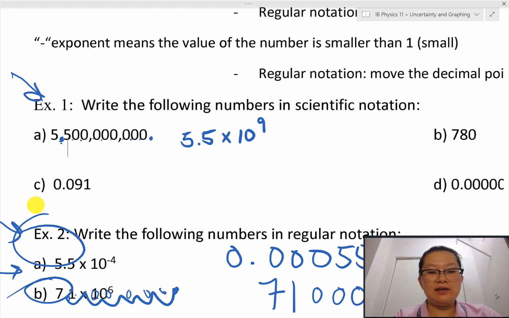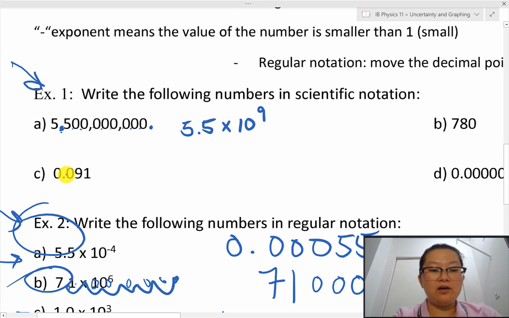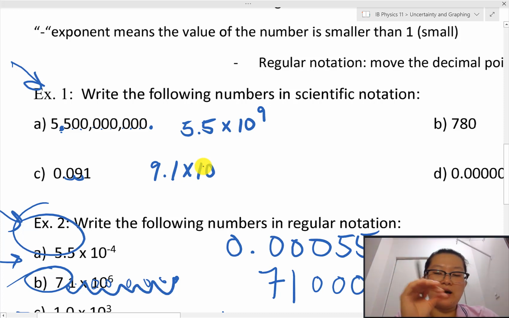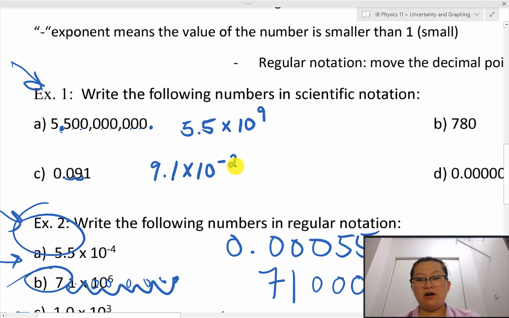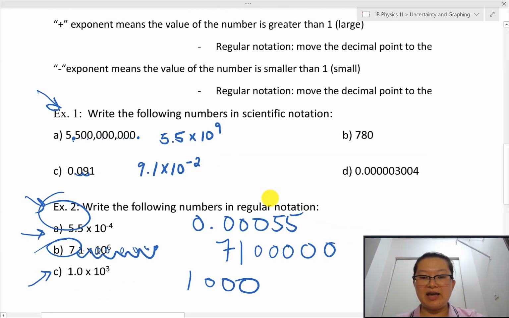Now C, we already have the decimal in the number, and again, we always want to move this decimal so that it falls after the first non-zero number. That's going to be right there, right after the 9, which is a non-zero number. So I count how many steps? 1, 2 steps. So I get 9.1 times 10 to the power. Now notice this is a number smaller than 1, meaning I'm going to have a negative exponent. So I need to put a negative sign there. How many times did I move my decimal place? Twice. So I get negative 2 at the top. All right, so you do B and D.